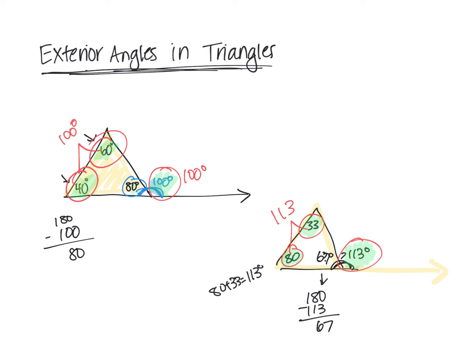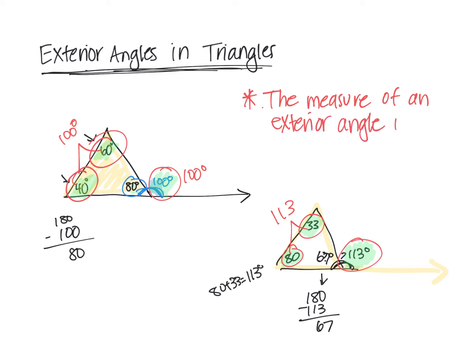All right, so the cool thing, and we're going to write this down in our notes, is: the measure of an exterior angle is equal to the sum of the two remote interior angles.